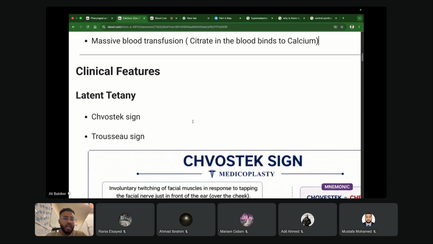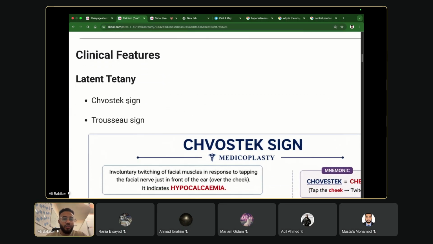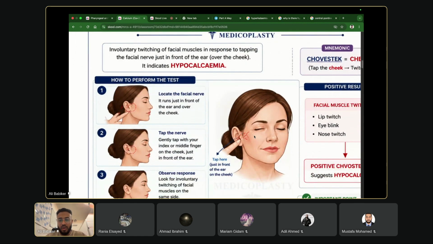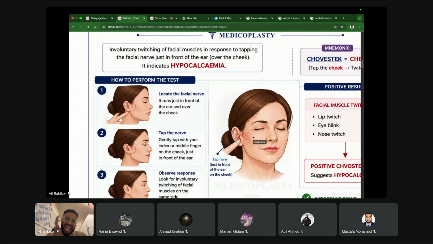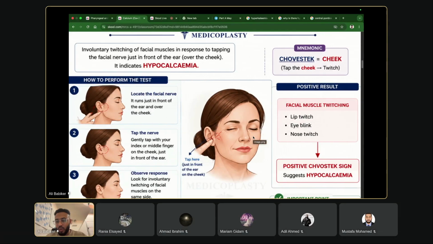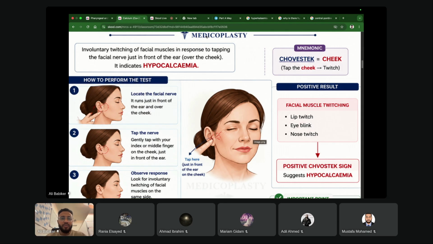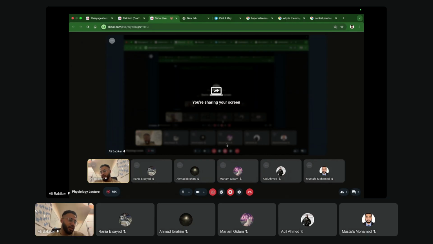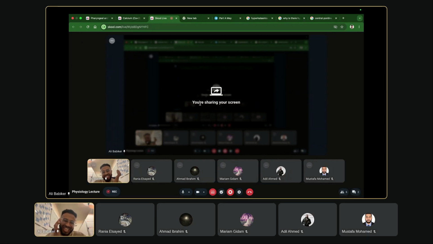Clinical feature: latent tetany. There will be Chvostek sign and Trousseau sign. Chvostek sign, when you press on the patient here on the cheek, the patient will clench. There will be lip twitch, eye blink, and nose twitch. How do you memorize it? Chvostek cheek. The CH in Chvostek is the same CH in cheek. All right. So when you press on the cheek, that's Chvostek.